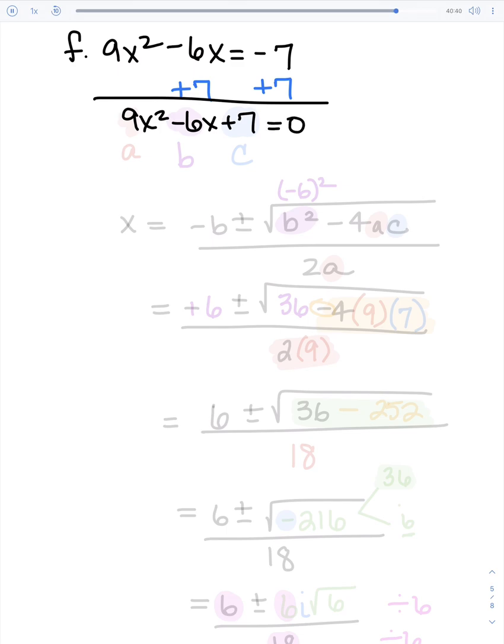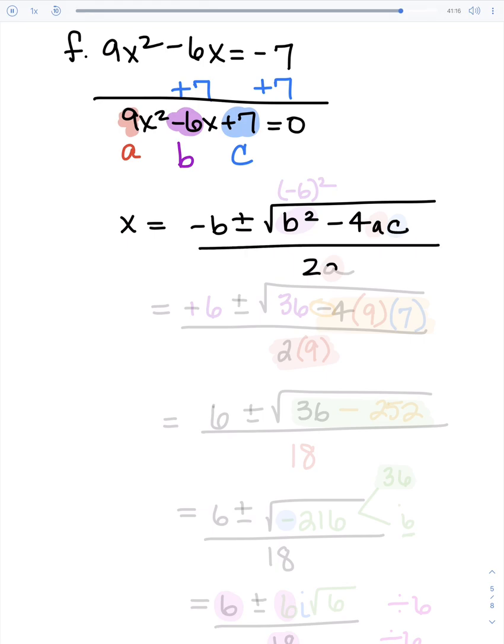And again, you'd go ahead and do your quadratic formula with your 9 as your A, your negative 6 as your B, and your positive 7 here as your C. And we do that quadratic formula equation, which is negative B plus or minus the square root of B squared minus 4AC all over 2A.